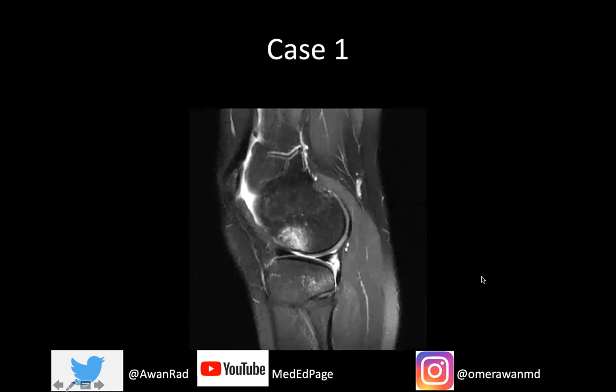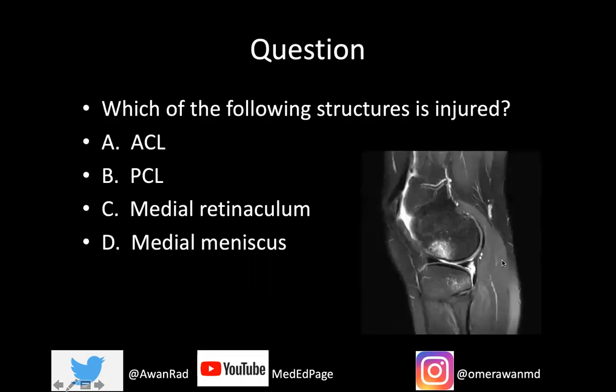Here we have a sagittal T2 fat sat image through the knee. And the question that I have for you is, which of the following structures is injured? If we take a look at the knee MR, notice that there's bone marrow edema along the anterior lateral femoral condyle and the posterior lateral tibial plateau. That should automatically make you think of a pivot shift injury. And of course, with a pivot shift injury, the ACL will be torn in 100% of cases. So of course, the answer here is an ACL tear, okay?